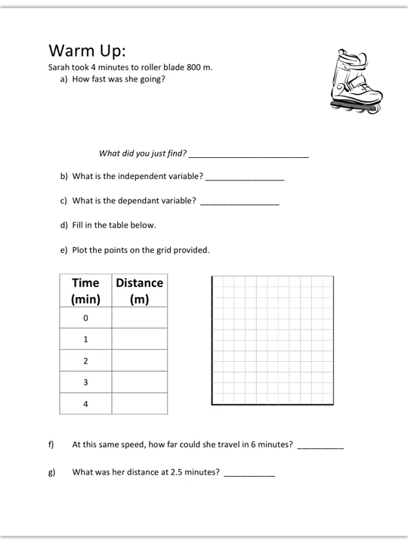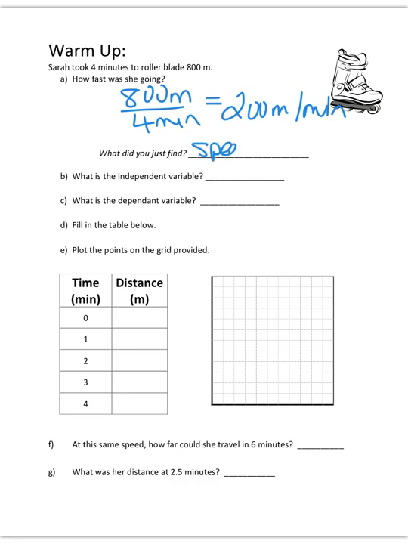So, if she travels 800 meters in only 4 minutes, we're going to divide those to find her meters per minute. So, we're going to take 800 and divide by 4. And we're going to get 200 meters per minute. That's really fast. So what did we find here? We found what we call her speed or her rate of change. So how is her distance changing over time?